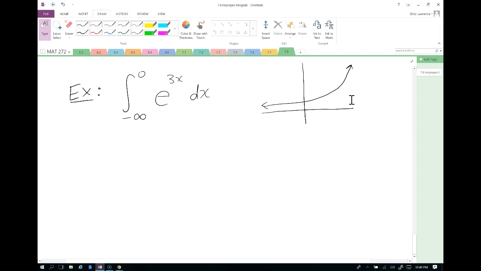So the only problem here with this integral is the fact that we're being asked to evaluate the antiderivative at negative infinity. So that's what makes this thing improper. We don't have to deal with that quite yet. The first thing we need to do is find our antiderivative. So the antiderivative for e to the 3x is 1/3 e to the 3x.